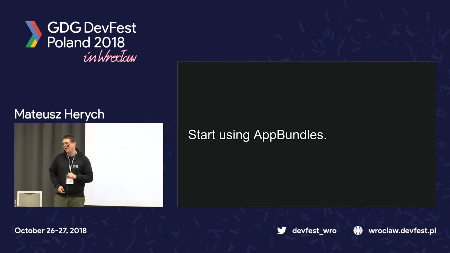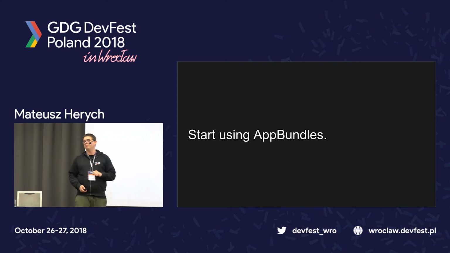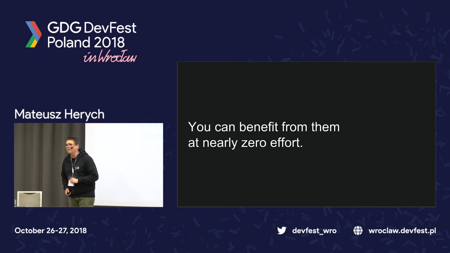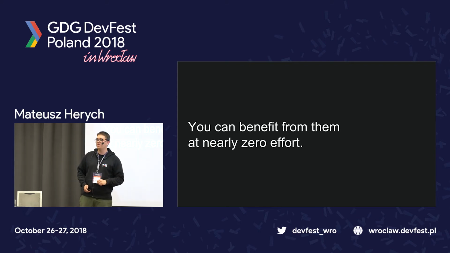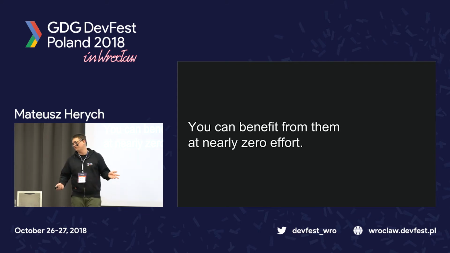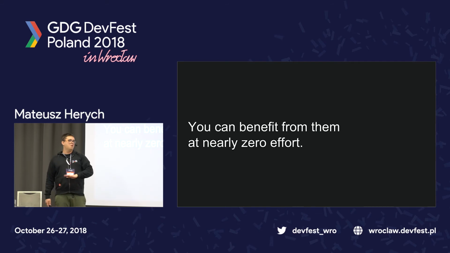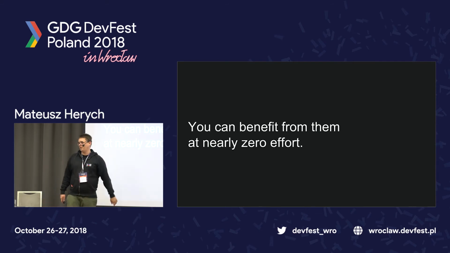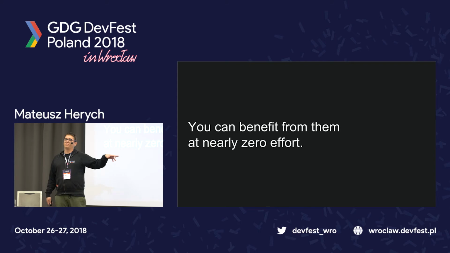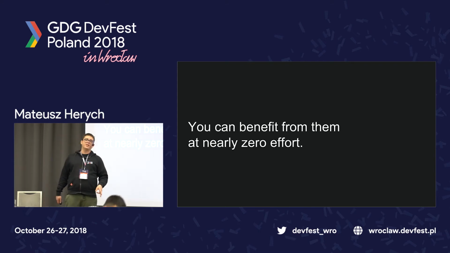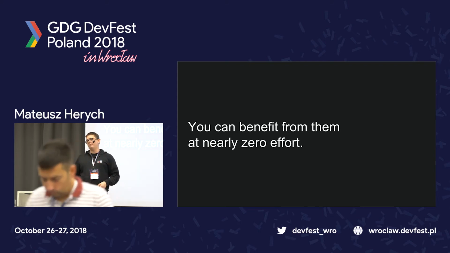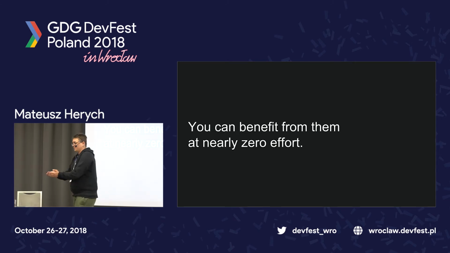So, some summary. Start using AppBundles. Dynamic delivery. You can start using them. It costs you nothing, and you and your users benefit from them without any effort from your side. Just go to the Google documentation, copy paste some code into your build Gradle. It works, really. I mean, okay, you still need to configure Google Play in case you are not using Google Play app signing. But this is not a big effort.